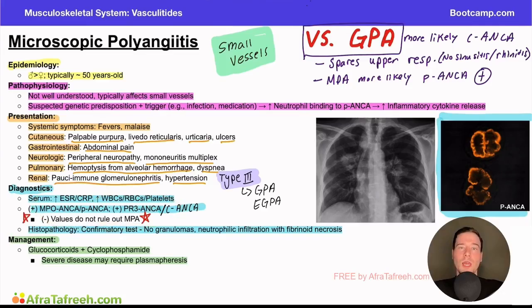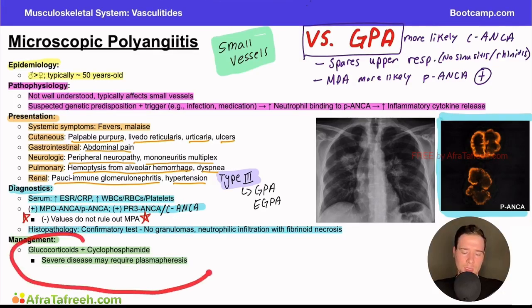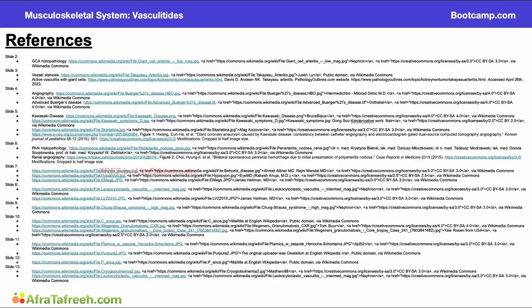Management is going to come down to helping with the symptoms and really trying to create immunosuppression in the body with glucocorticoids and cyclophosphamide, and severe disease may require plasmapheresis.